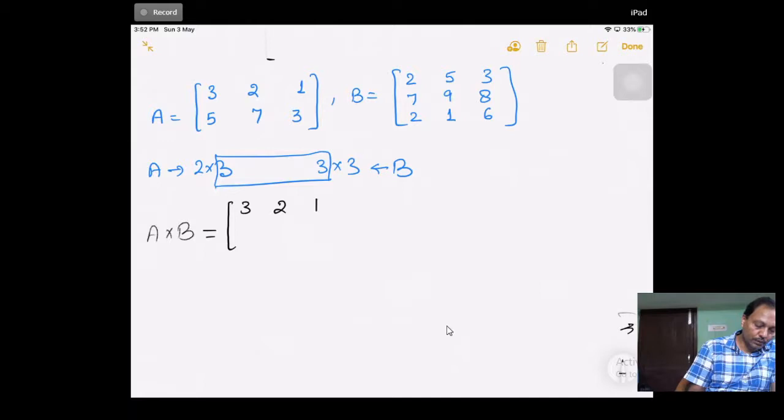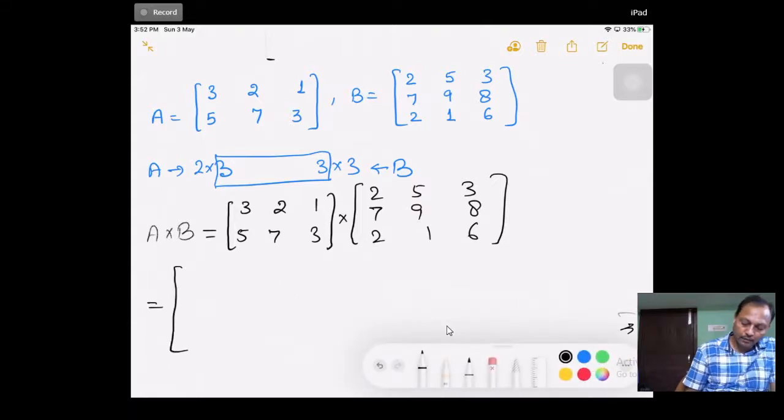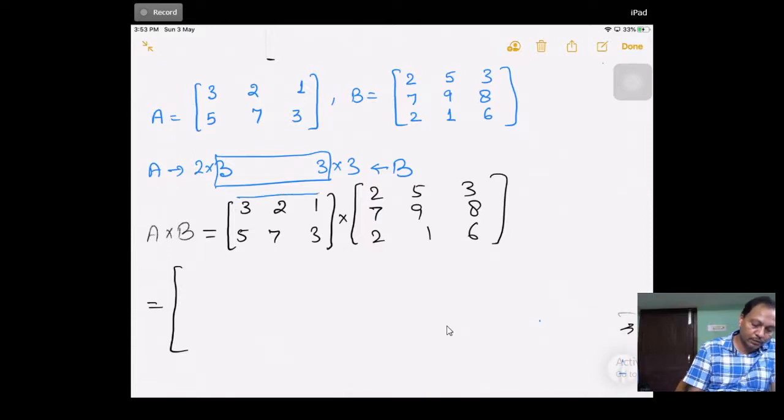Three, two, 1, 5, 7, 3 into 2, 5, 3, 7, 9, 8, 2, 1, 6. Now, first row multiplying with first column. So 3 into 2 plus 2 into 7 plus 1 into 2.